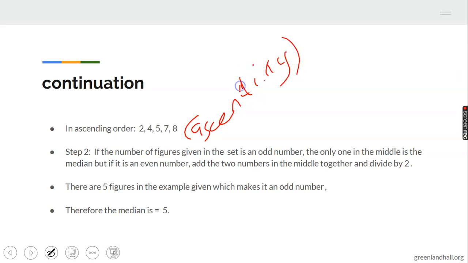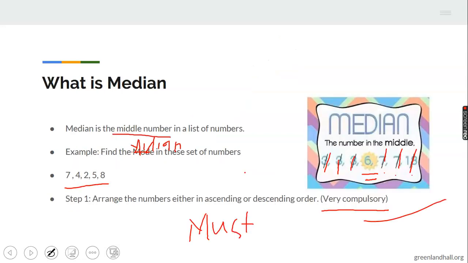So, now, the next step is step 2. If the number of figures given in the set is an odd number, the only one in the middle is the median. But if it's an even number, add the two numbers in the middle together and divide by 2. So, if the numbers given in the set is an odd number, then just pick the one in the middle, just like we saw in the chart.